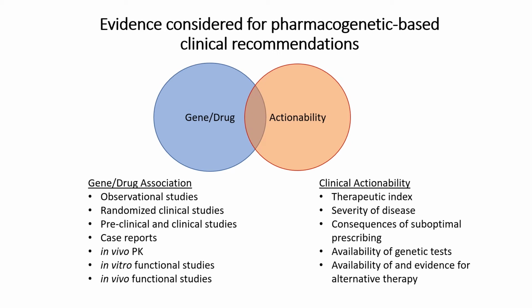So we really look at drugs that have that narrow therapeutic index, because those are the ones where pharmacogenomics can probably have the biggest impact. And then the severity of the disease. How important is it that you get the right drug to the right patient at the right time? That's really important as well. And then we think of consequences of suboptimal prescribing as well. That kind of goes in with the severity of the disease a little bit. Availability of genetic tests, good genetic tests.